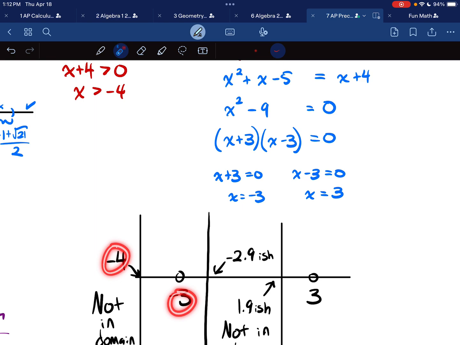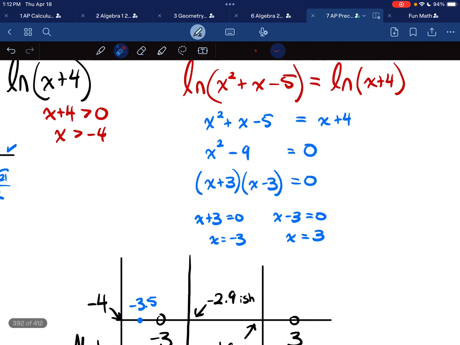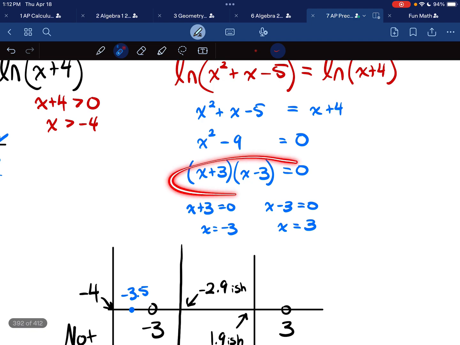Let's choose a number between -4 and -3: -3.5. I know that number is definitely in here. Let's figure out if the result is positive or negative. When I plug in -3.5, all I have to do is plug it in here. Everything else is fair game, right?